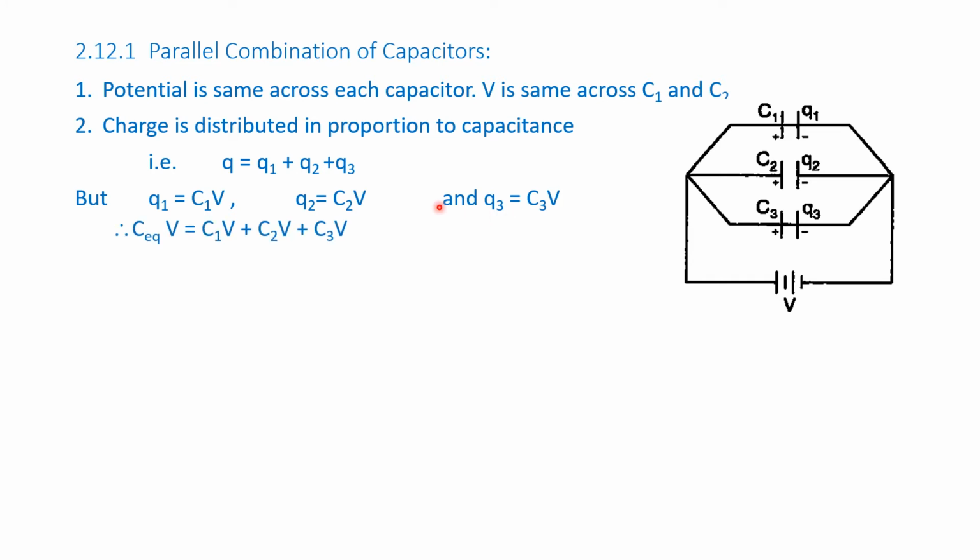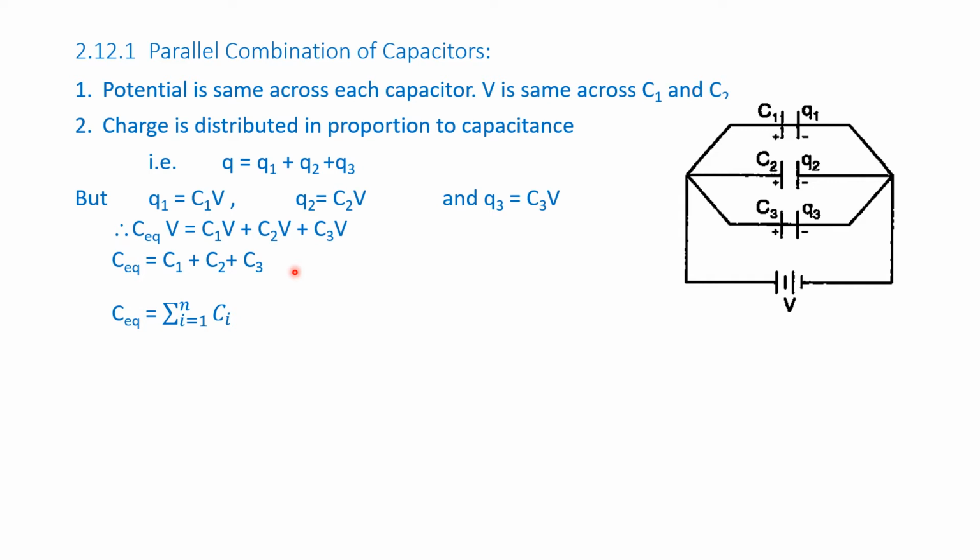Therefore, substituting the values of Q1, Q2 and Q3 in this equation, that is Q is equal to Q1 plus Q2 plus Q3, we get C equivalent into V will be equal to C1 V, C2 V and C3 V. Therefore, taking V as common and cancelling left hand side V and right hand side V, because it is a common factor, we get C equivalent is equal to C1 plus C2 plus C3.